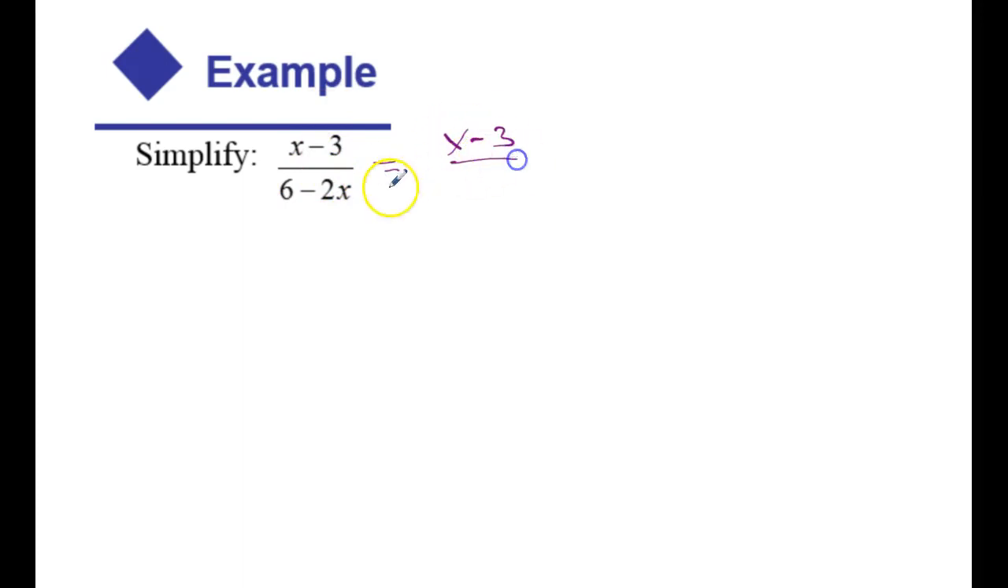X minus 3 is in the numerator. Down below, I can probably pull out 2, leaving me with 3 minus x. But this is unique because I have just the opposite. Now, by the way, we usually like x minus 3. Whenever I see 3 minus x, it kind of looks backwards to me. So I would encourage you to factor out a negative 1 from this 3 minus x.